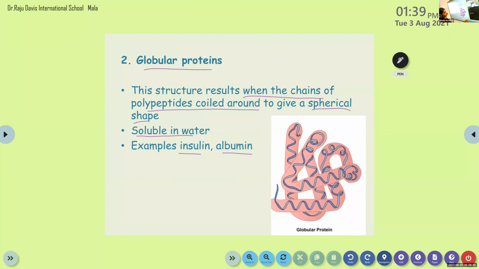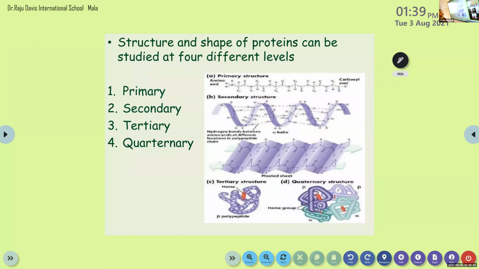Then what about this slide? Finished, right? Then we are moving to the structure of these proteins. There are 4 different levels for the structure of protein. First one is primary, then secondary, tertiary, quaternary. Then we can discuss each one in detail.